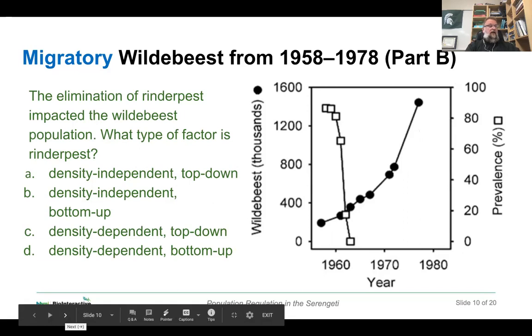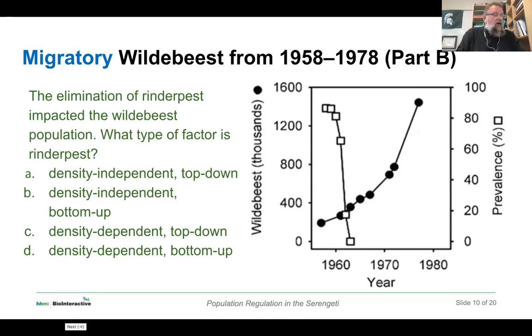So here's our next question, which matches question 4 on the worksheet. The elimination of rinderpest impacted the wildebeest population. What type of factor is rinderpest? Whoops, I might have accidentally given that away. But we'll take a minute for your initial answer with a brief explanation. So I'm going to pause for about 30 to 45 seconds.